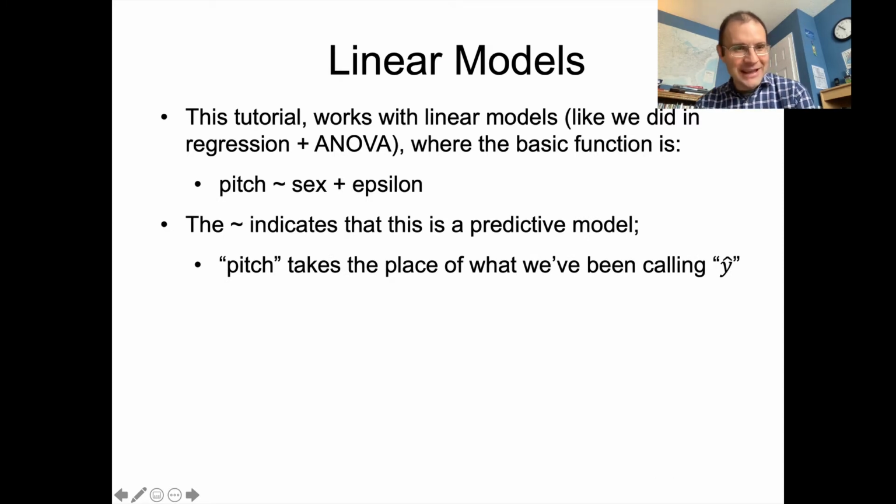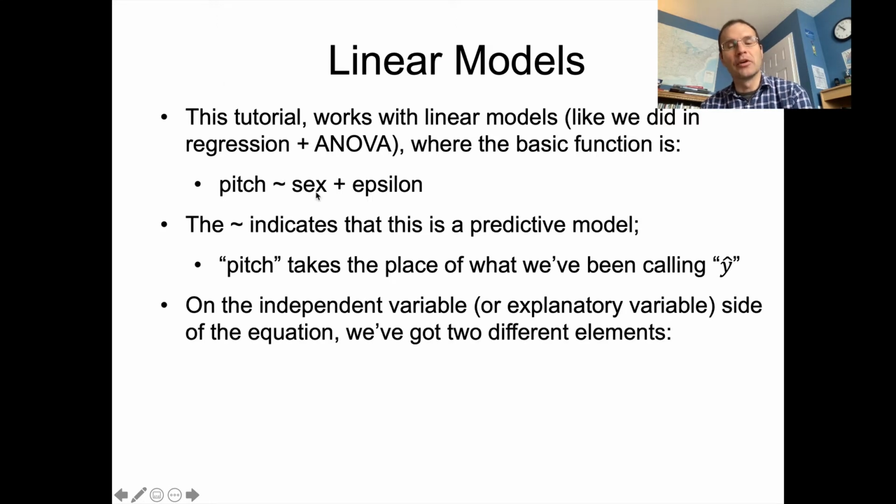Be that as it may, the way this model is written out is in the same format as we use in R. So pitch here is the dependent variable, and the little tilde right after it indicates that this is a predictive model. Pitch here is going to take the place of what we've been calling y or y hat. It's our dependent measure. So we're trying to determine what the value of pitch or F0 is based on these two other variables on the right-hand side of this equation. And this is just saying that pitch depends on these other two variables, right?